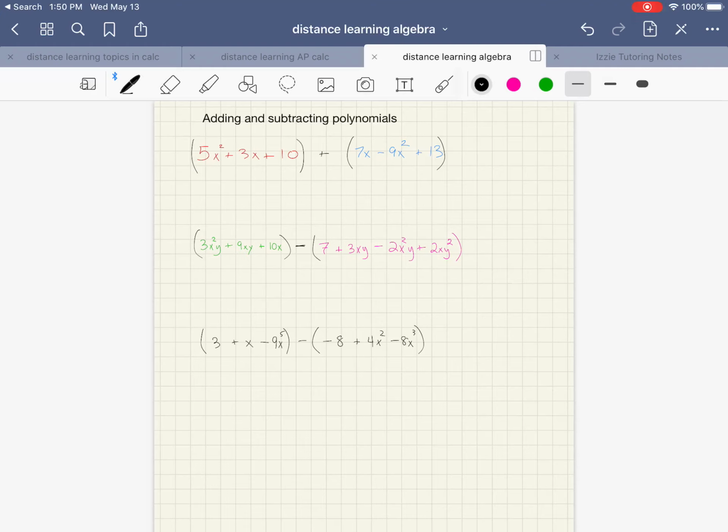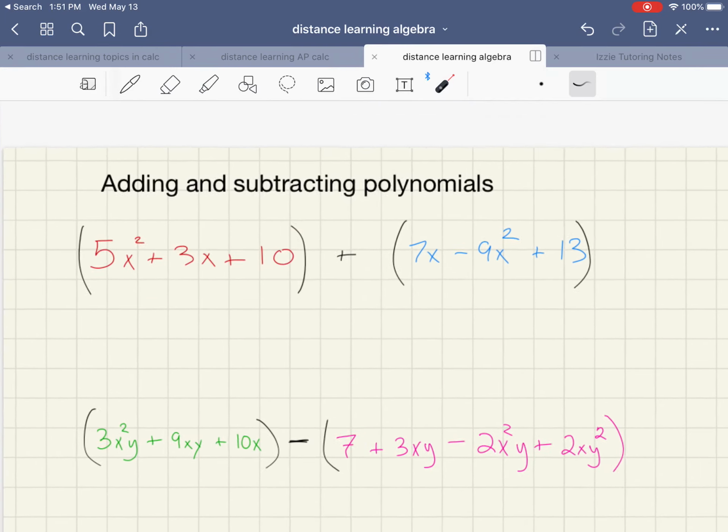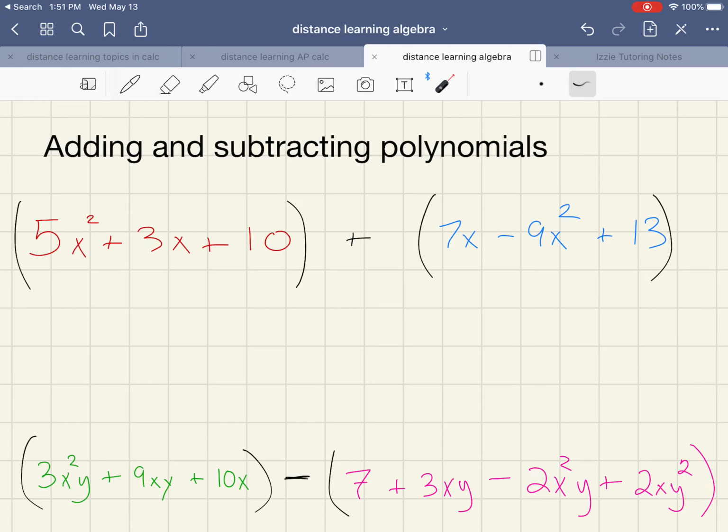This is a lesson on adding and subtracting polynomials. So first of all, you should know what a polynomial is, and you should be able to look at them and say the different parts: coefficients, degrees, bases, etc.